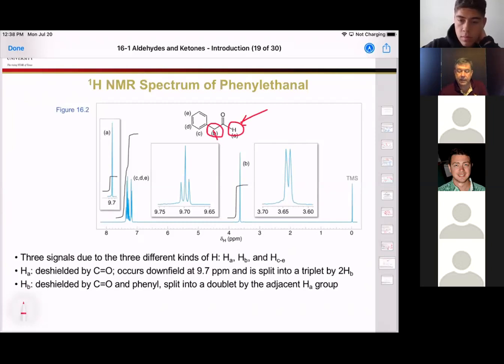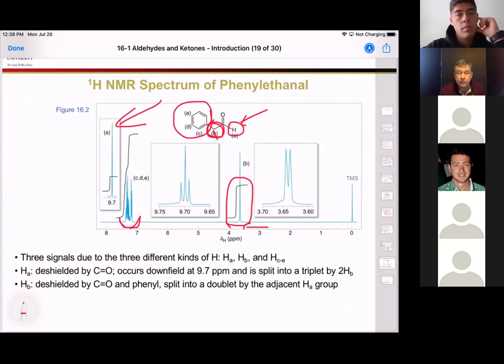So we see that it has a single peak right here. These two groups right here are also found as a single peak. They're being de-shielded by the benzene ring and the carbonyl. And then the benzene ring itself, because it has a monosubstitution, is slightly split here. But we rarely see the splitting of these systems here.